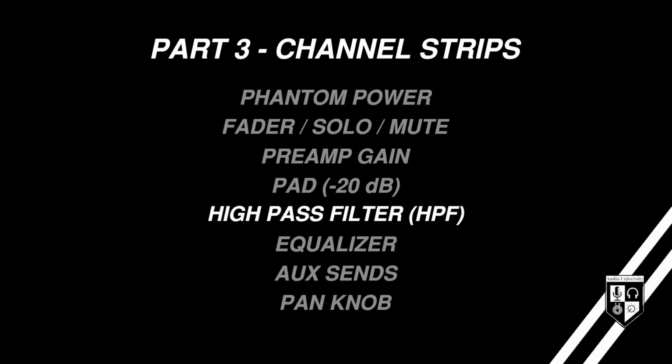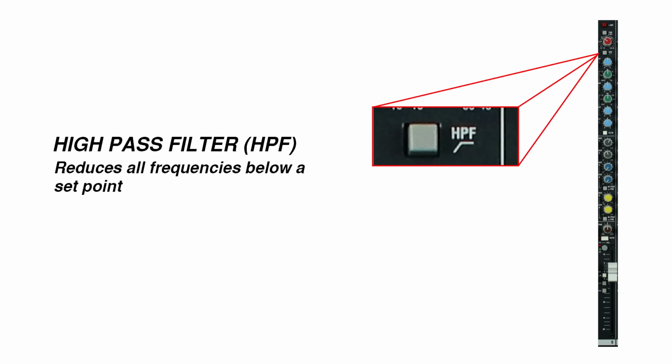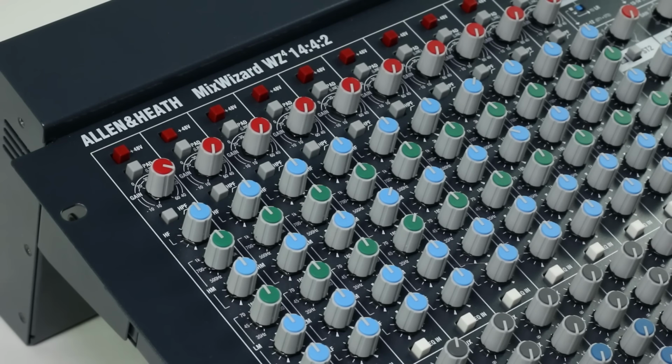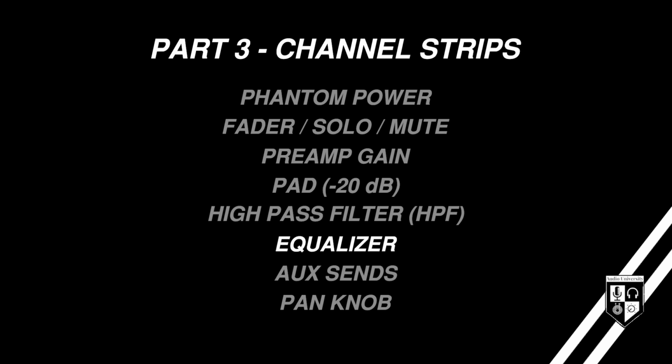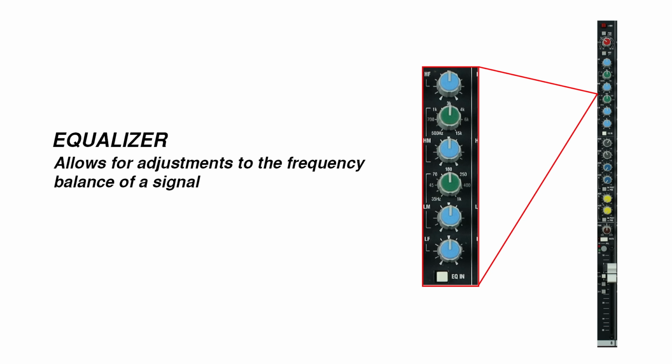This mixer has a high-pass filter marked with the letters HPF. A high-pass filter will reduce all frequencies below a certain point. To learn more about high-pass filters, watch this video I made all about how they work and how to use them. The equalizer section of this channel strip gives me 4 bands of EQ: high, high-mid, low-mid, and low.